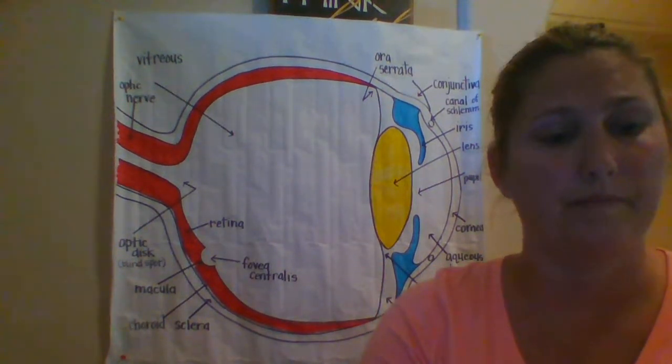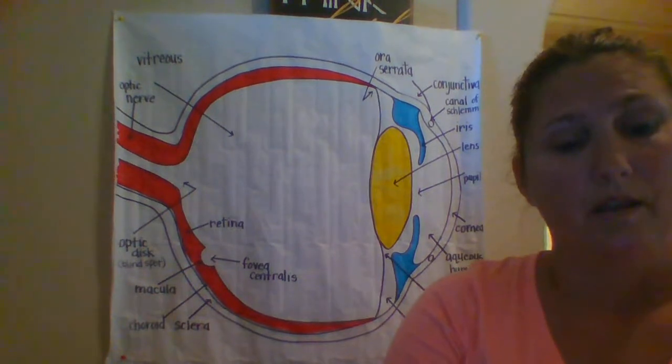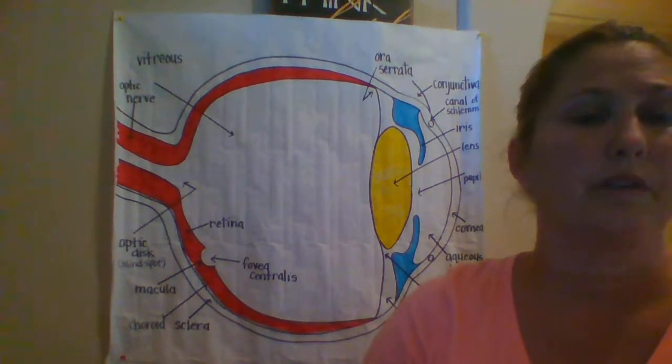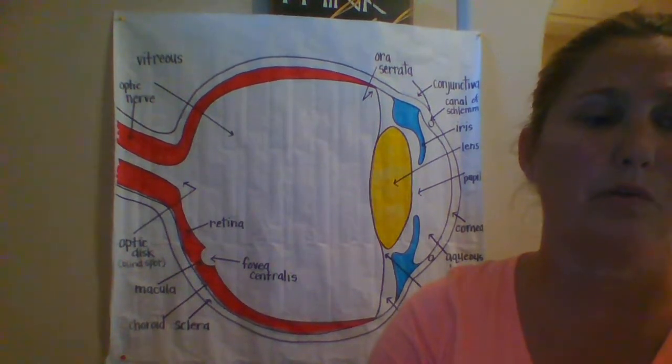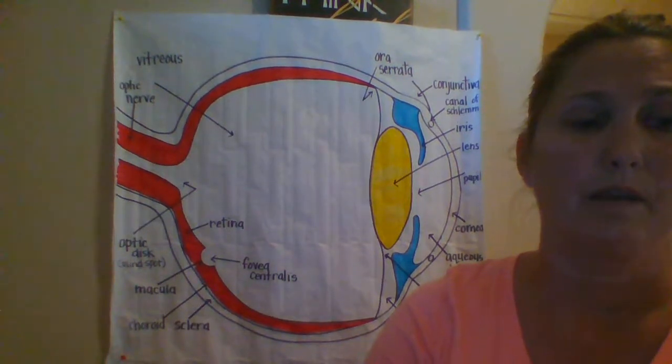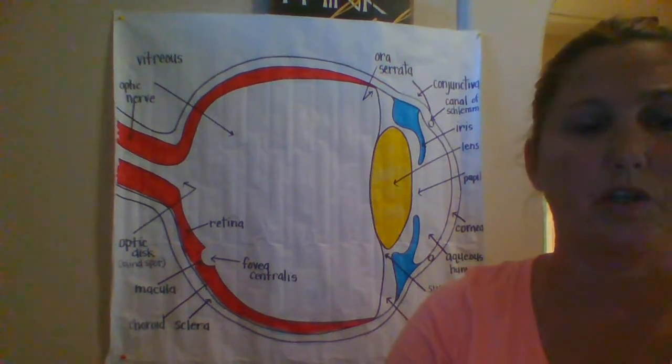Anatomy of the eye. There are three layers of the eye: the sclera, the choroid, and the retina. The eye is almost spherical in shape with a slight bulge in the front.